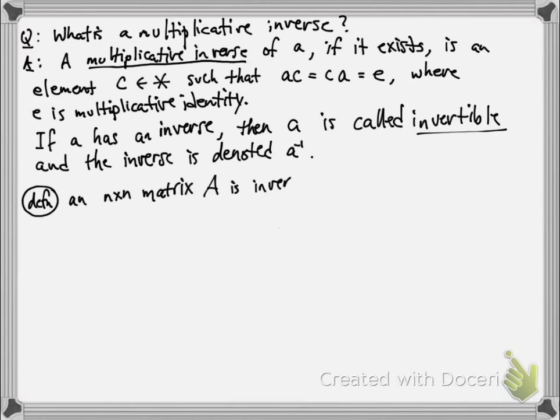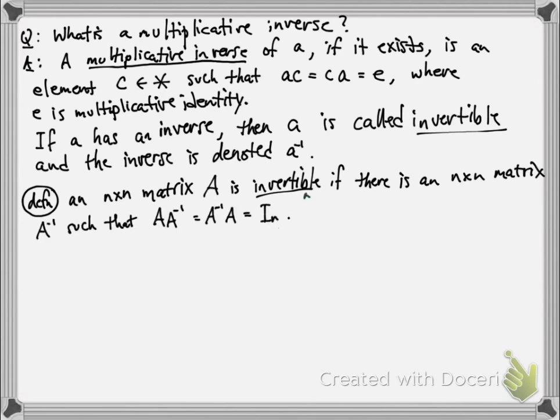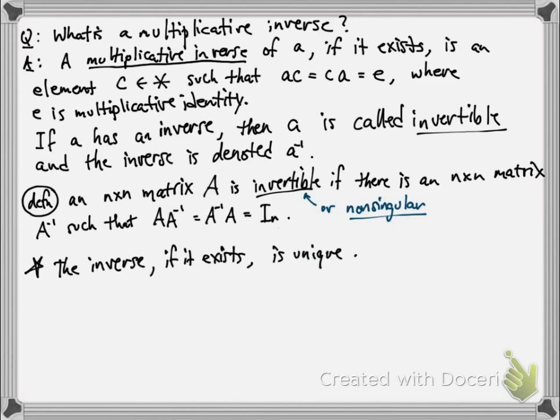So now we're set up so that we can define inverses for n by n matrices. An n by n matrix A is called invertible or non-singular if there's an n by n matrix, we'll call it A inverse, A superscript -1, that has the property that A times A inverse equals A inverse times A equals the n by n identity matrix. The inverse, if it exists, turns out to be unique.